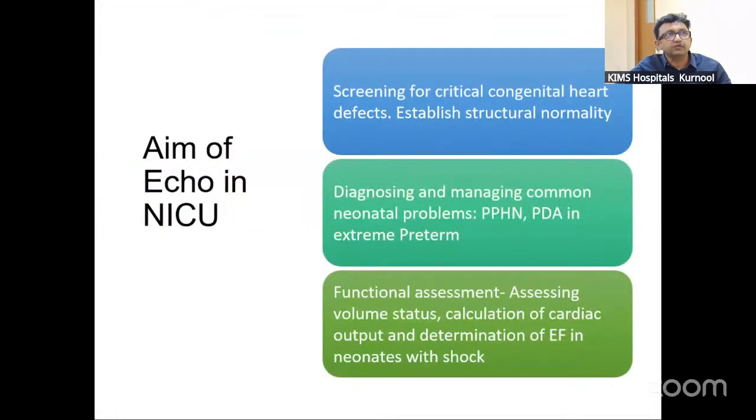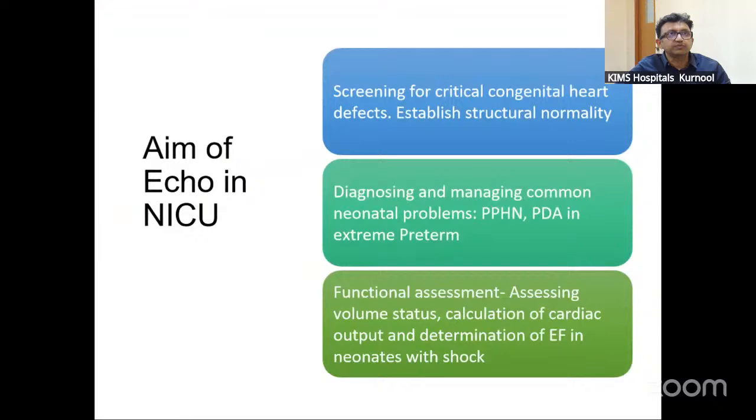So first of all, what is the aim? Why do we need to do echo in an NICU unit, or what is the purpose? Why do we need to learn to do an echo? The first and foremost is we screen the babies for critical congenital heart diseases. When there's a clinical suspicion, we do an echo to rule in or rule out any critical congenital heart disease, and also mainly to establish structural normality of the heart. If there's any concern with structural normality, we obviously have to contact a pediatric cardiologist.